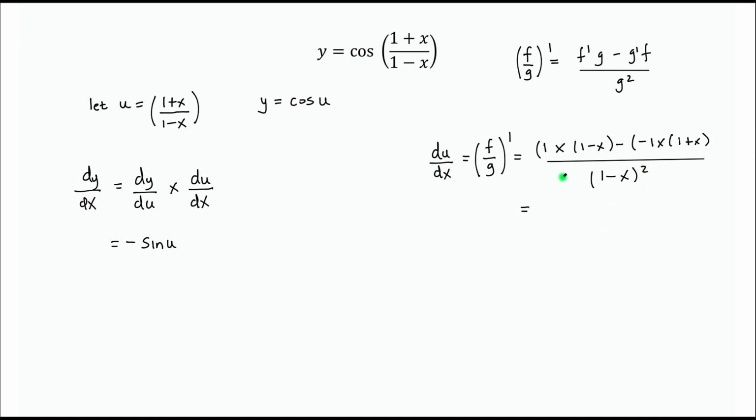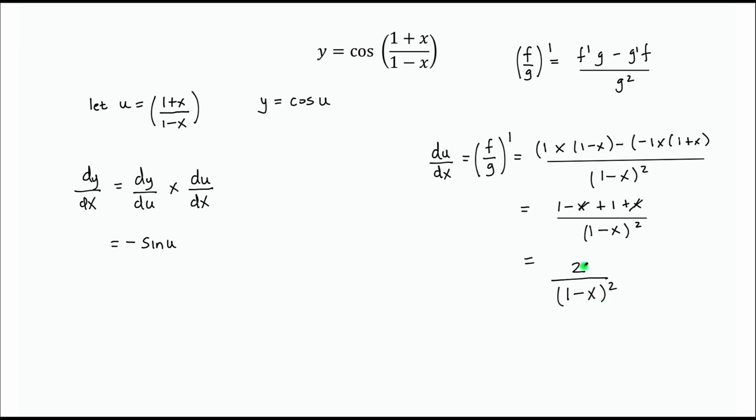Now tidying this up and collecting all the like terms together, that will be 1 minus x. Now this will become plus, because minus and minus becomes a plus. That'll be simply 1 plus x, and that's over 1 minus x all squared. So now the x's cancel, so we're left with 2 over 1 minus x all squared.